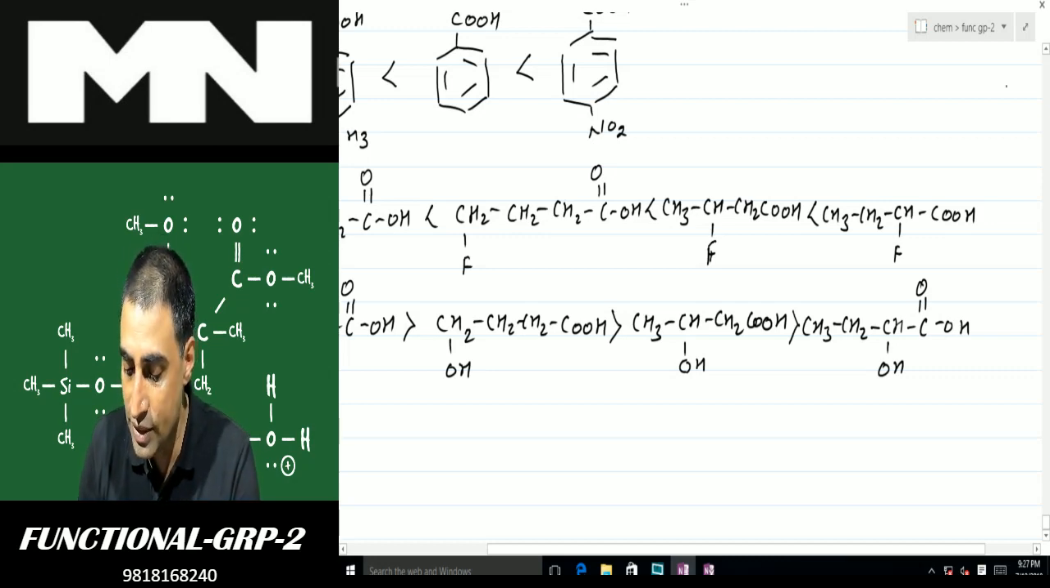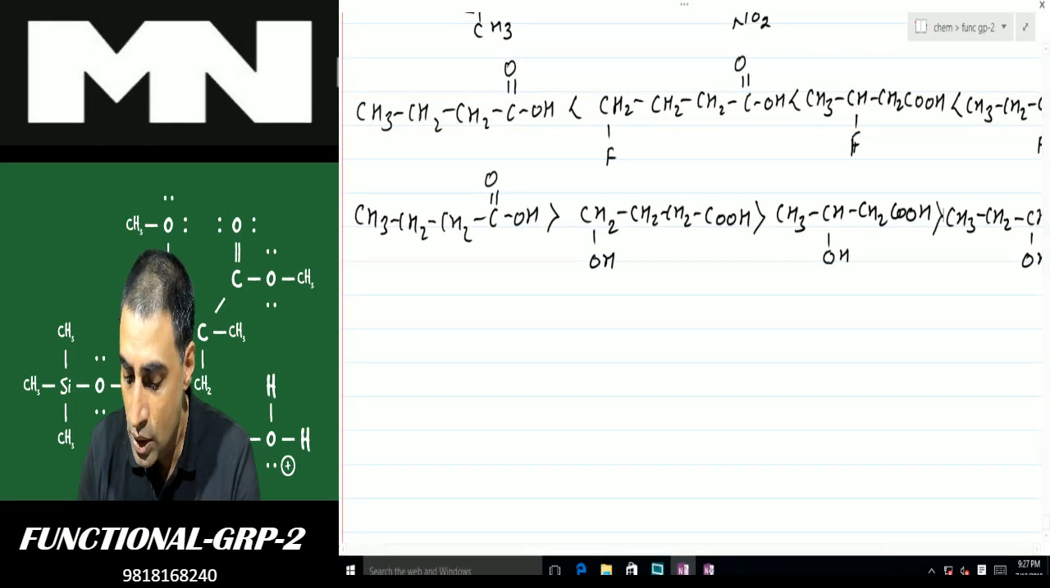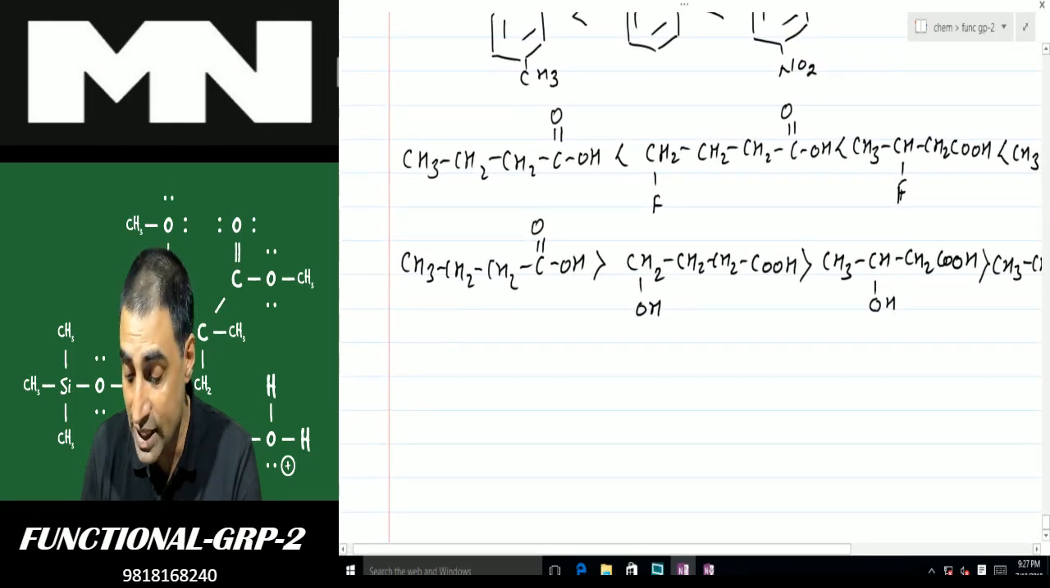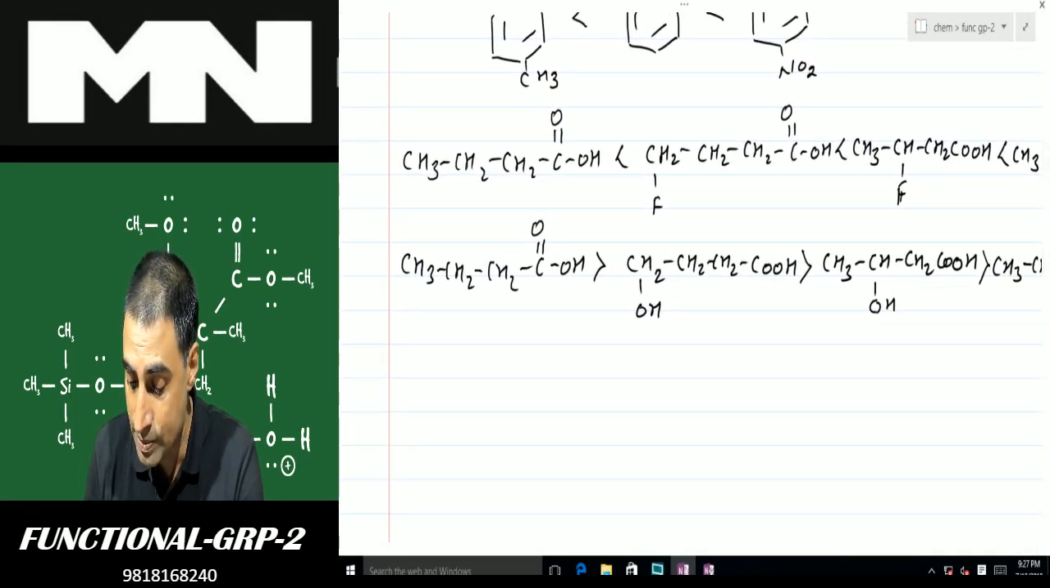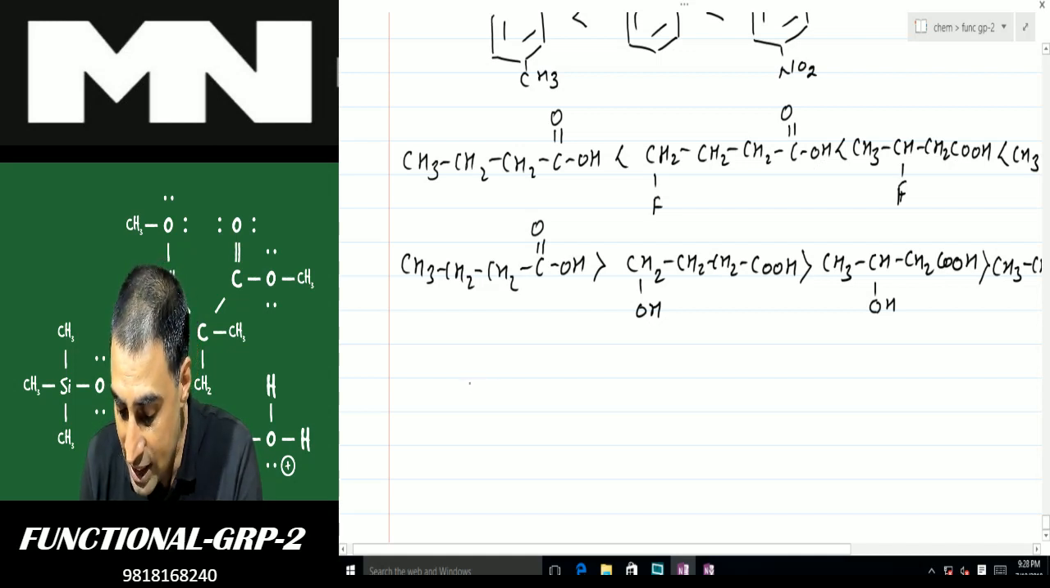Same thing we can see for aromatic acid also. I'll take an example of benzoic acid and we'll see through benzoic acid. Suppose I have benzoic acid, and to this benzoic acid I am adding an electron withdrawing group.